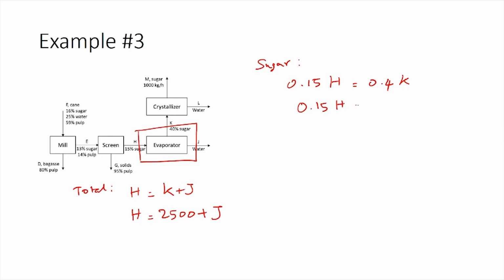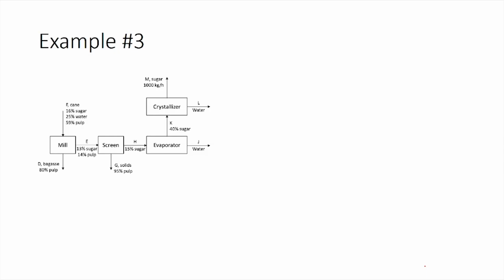So, this would mean 0.15 H equals 1000, giving you a value for H as 6667 kilograms per hour. So, substituting it back to the total balance equation, we can calculate J as 4167 kilograms per hour. Now that we have calculated the streams L, K, J and H, we can start with the system of screen to identify the mass flow rates of E and G. So, for starting that, let us first write the total balance equation.